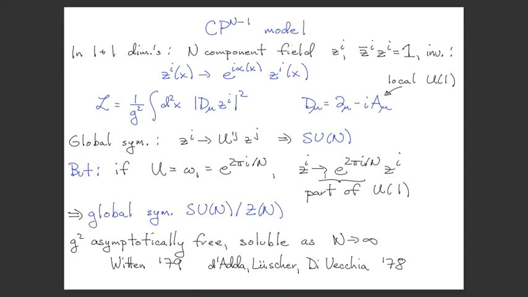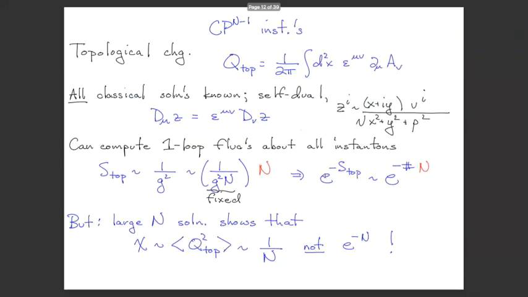the CP^(N-1) model in 1+1 dimensions, you have one dimensionless coupling constant. The global symmetry is SU(N)/Z_N. These are complex valued vectors which have unit norm. And this is an old story, so I don't want to go into it: it's asymptotically free. Witten, D'Adda, Lüscher, and Di Vecchia solved it long ago. You can calculate every single instanton you want to.